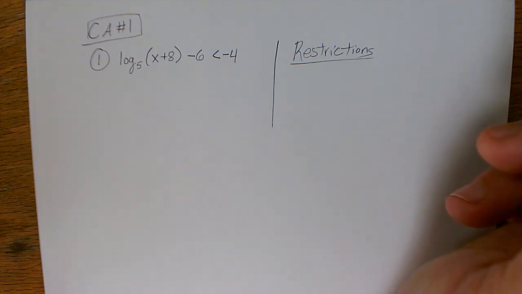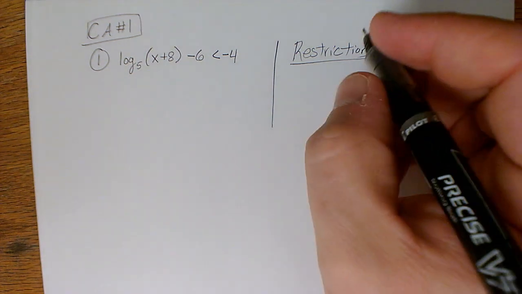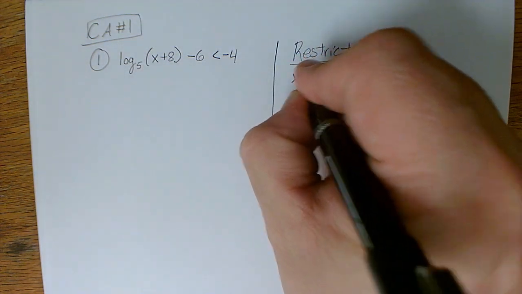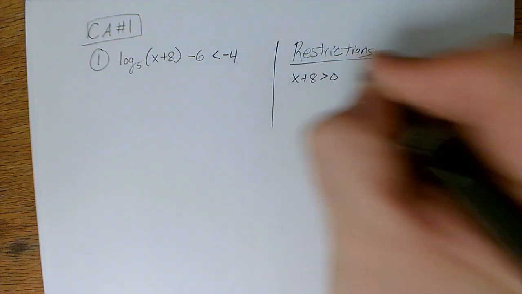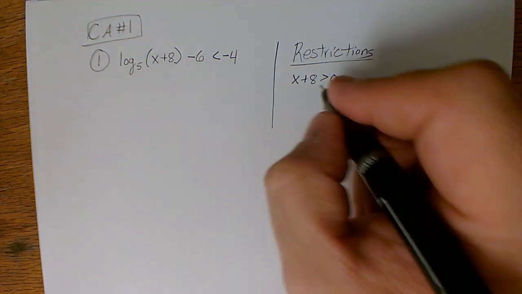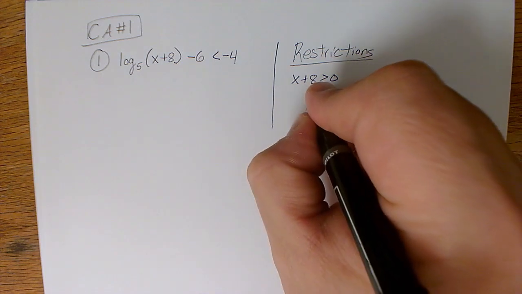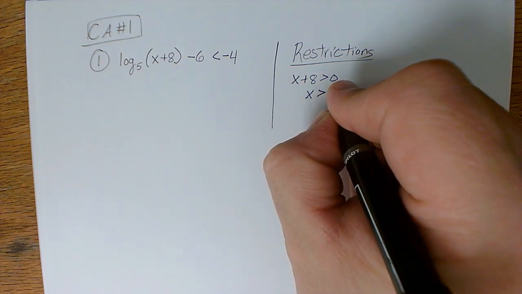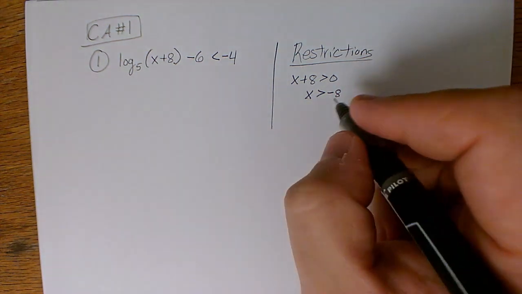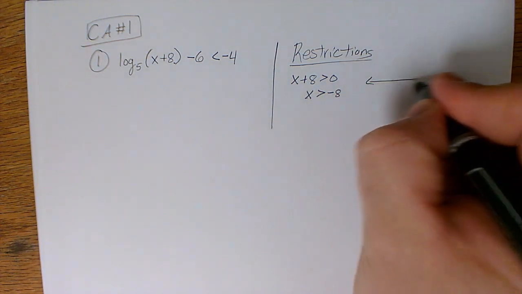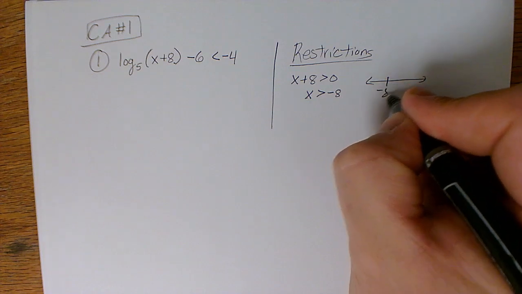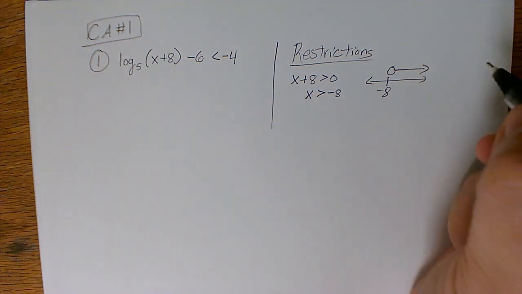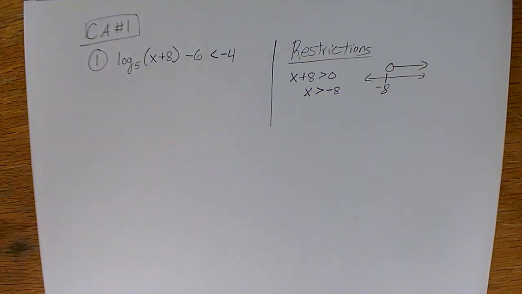So with restrictions here, we care about what's inside the logarithm, so we have to understand that x plus 8 has to be greater than 0. So we'll subtract 8 from both sides, and x would be greater than negative 8. So from a number line perspective, only answers that are greater than negative 8 will be allowed.